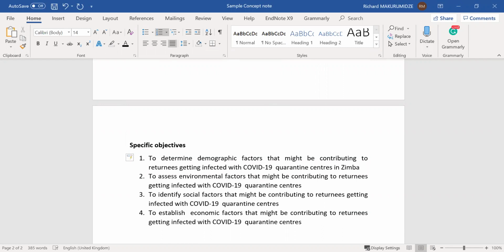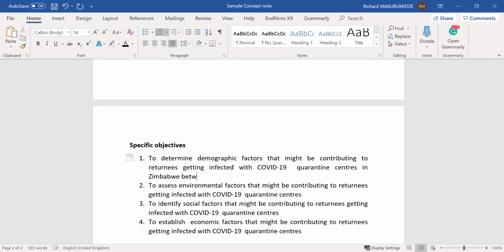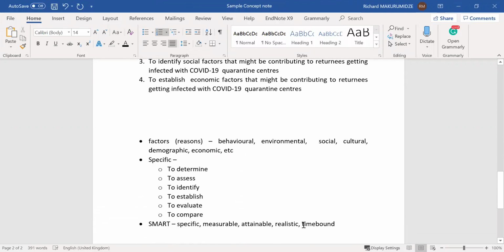We are saying in Zimbabwe, between maybe January 2020 and December. COVID started in March, so maybe you are between March 2020 and you want to do your study up to June 2020. You see, so we are making it specific now. You are making your objective time bound.